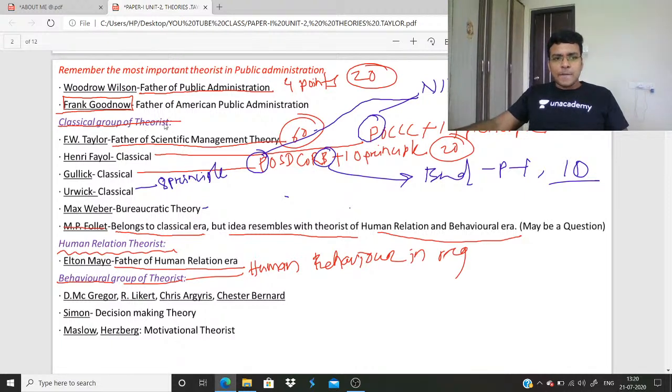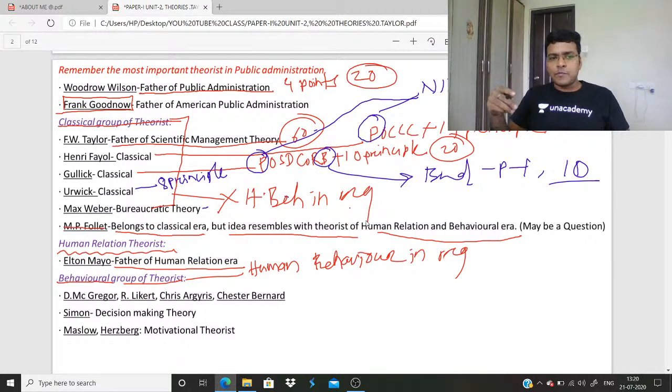So what do you comprehend? These classical theorists never gave due importance to human behavior in the organization. So you get another criticism. The classical theorists are criticized by the behavioral group of theorists. They said that the classical theorists never gave due importance to human behavior in the organization. So you get your criticism, and simultaneously you start your answer on these theorists, McGregor, Likert, Chris Argyris, Barnard, by writing that these theorists gave their theorization criticizing the classical group of theorists. We'll discuss everything.